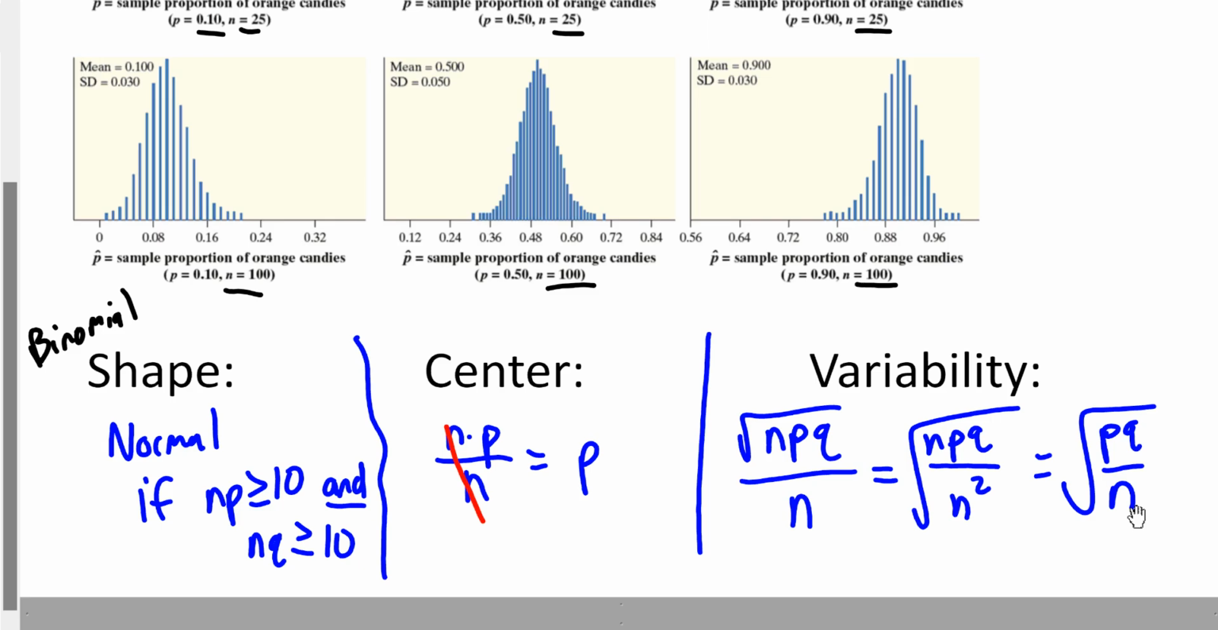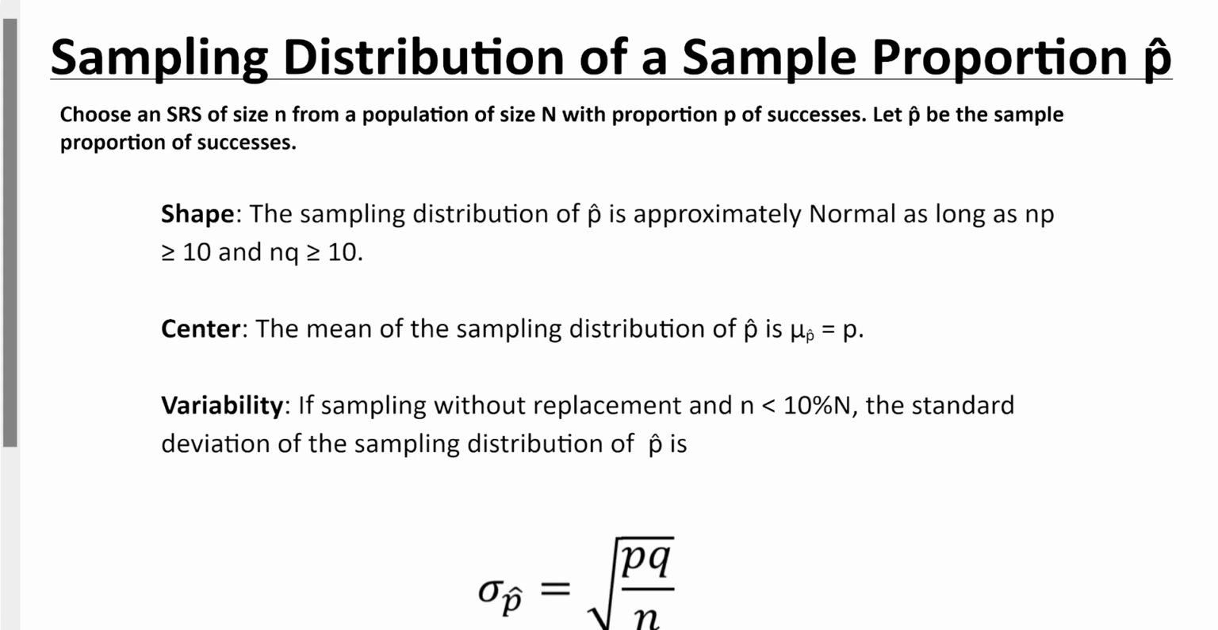And that ties into some of these important pieces of sampling distributions that I wanted to show to you. So choosing a simple random sample of size n from a population of N with a proportion p of successes, let p hat be the sample proportion of successes. The shape is going to be approximately normal as long as n times p and n times q are both greater than or equal to 10.